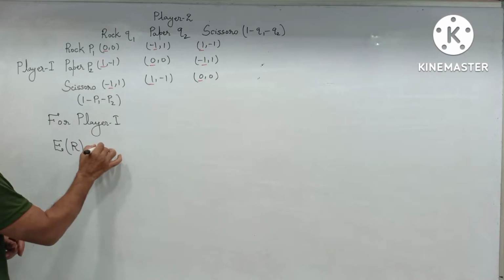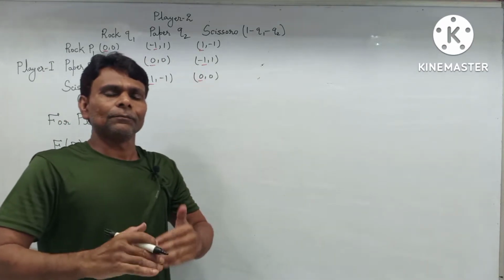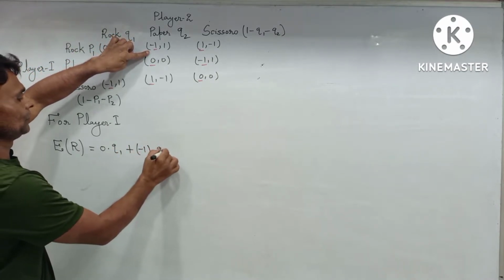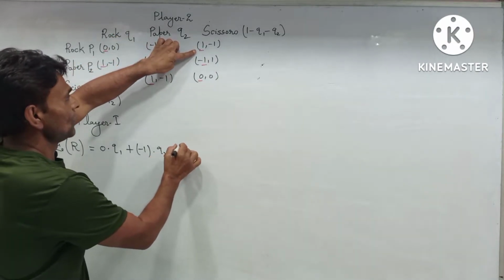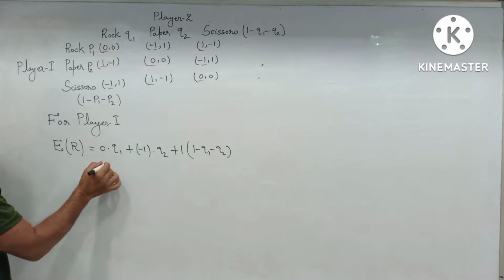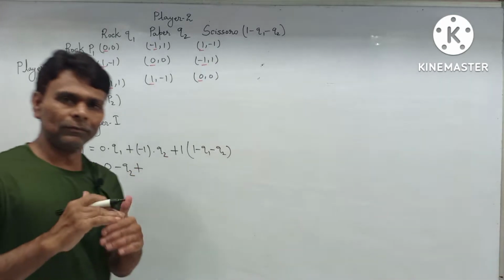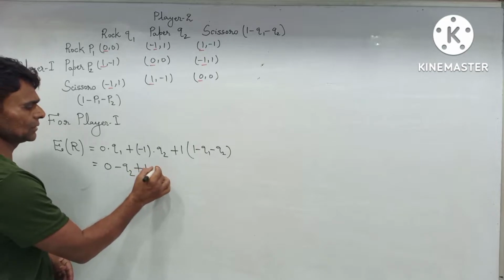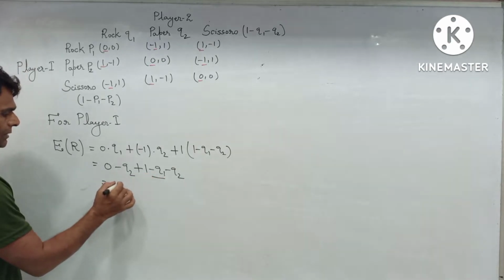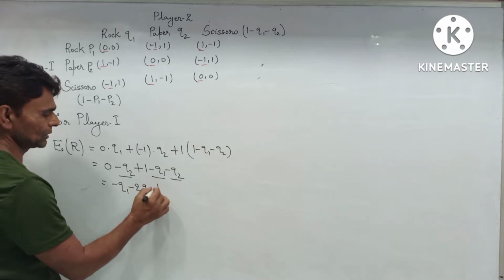First digit 0 into Q1, because player 1 plays the game given the player 2 strategy, plus minus 1 into Q2, plus 1 into 1 minus Q1 minus Q2. Now solve it: 0 into Q1 is 0, plus minus Q2, and multiplying the bracket by 1 we get the same result, 1 minus Q1 minus Q2. Solving this, first writing minus Q1, minus Q2 minus Q2 becomes minus 2 Q2, plus 1.